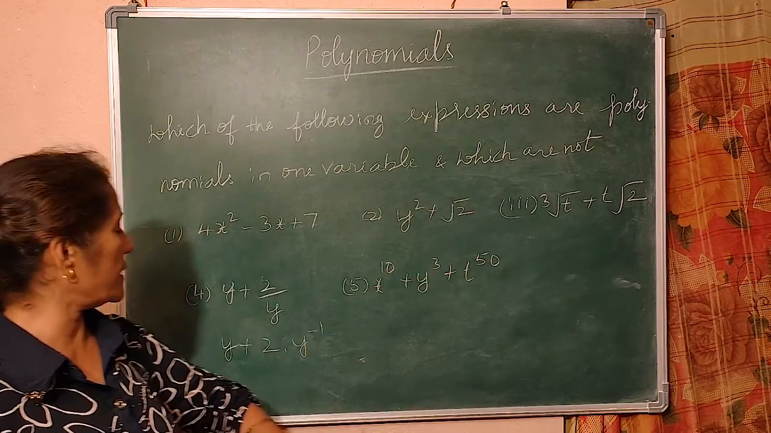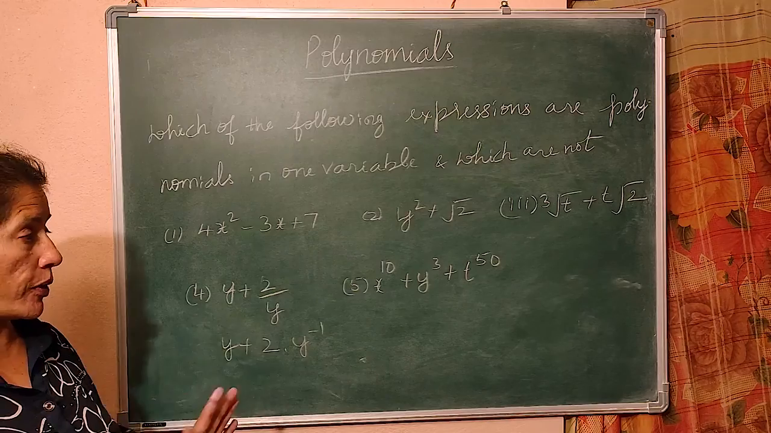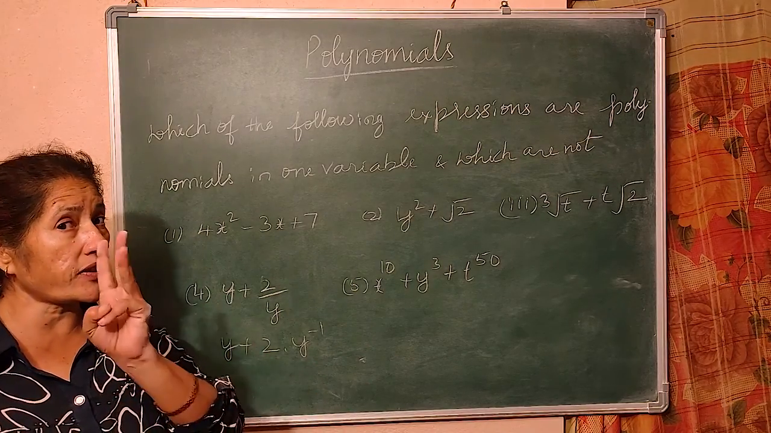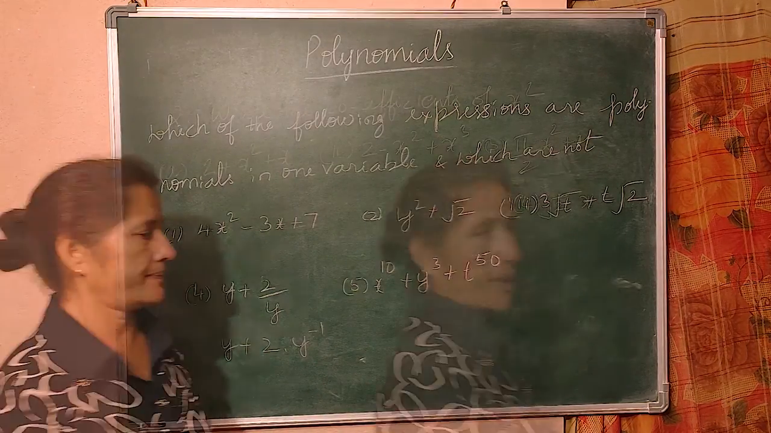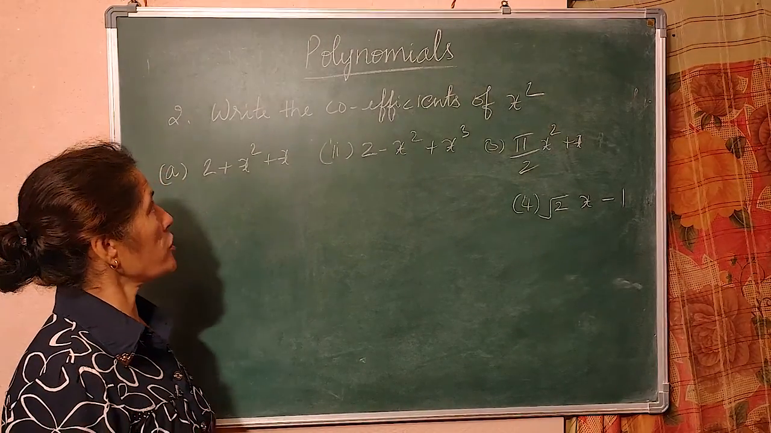That is not a variable. That is not a polynomial. This is not a polynomial. This is a polynomial with 3 variables. Did you all understand? Now, what is the question?